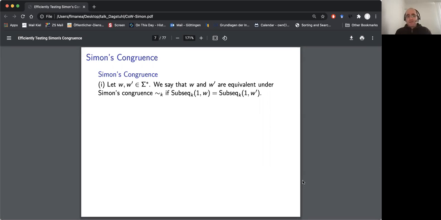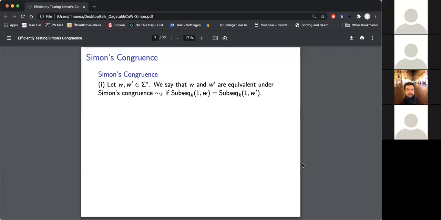And in this case, we talk about subsequences of length k. So basically what's going on here, what's maybe good to notice, is that we are essentially just discussing sets of subsequences, so we don't look at multiplicities, right?